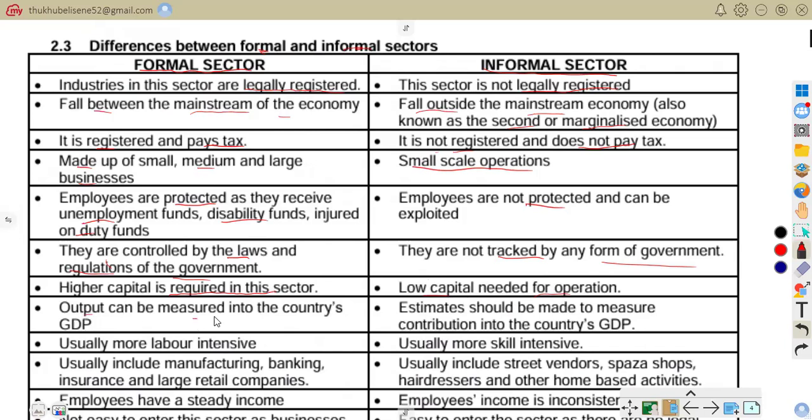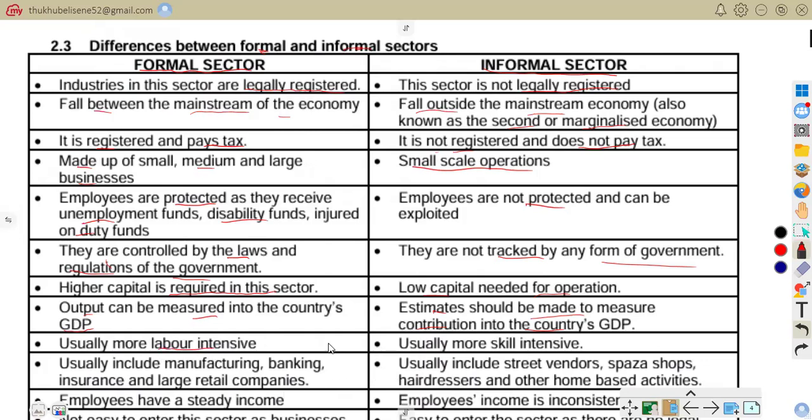The output can be measured into the country's gross domestic product. We're talking of GDP under the formal sector. So formal contributes to GDP. Informal estimates should be made to measure its contribution into the country's GDP. So informal is estimated. Usually more labor intensive.